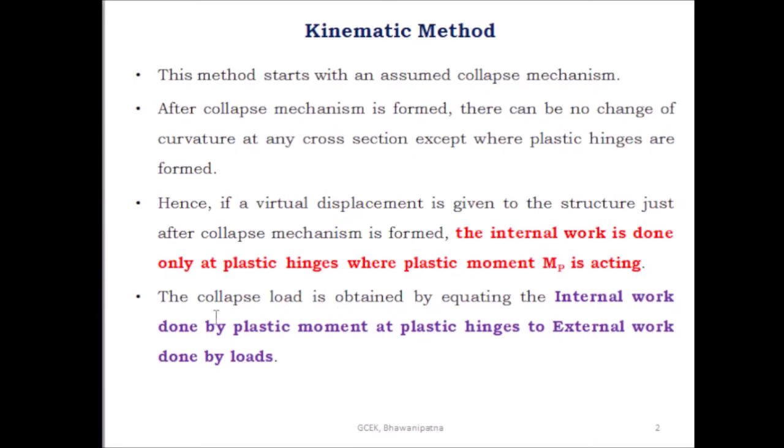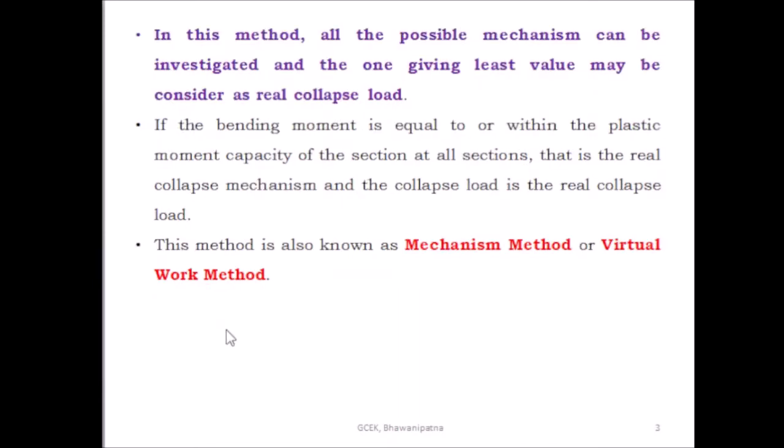The collapse load is determined by equating the internal work done by plastic moment at the plastic hinge to the external work done by loads. In this method, all the possible mechanisms can be investigated and the one giving the least value may be considered as the real collapse load.